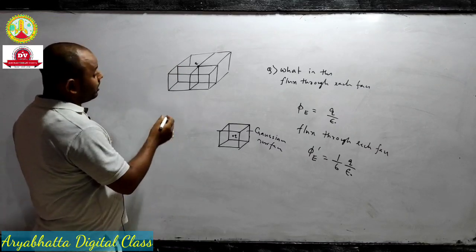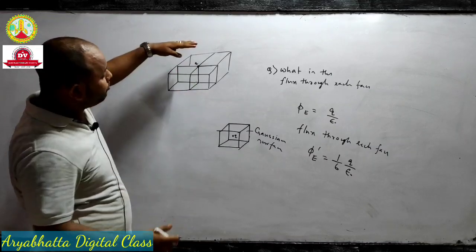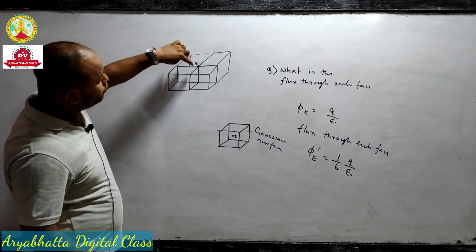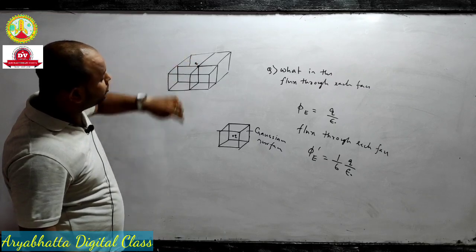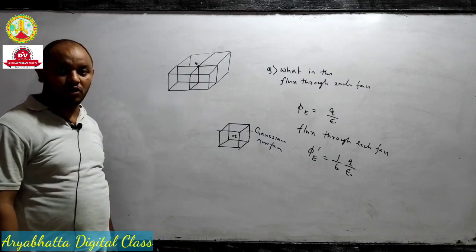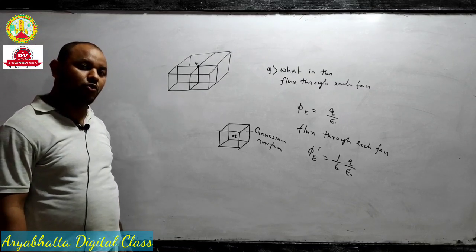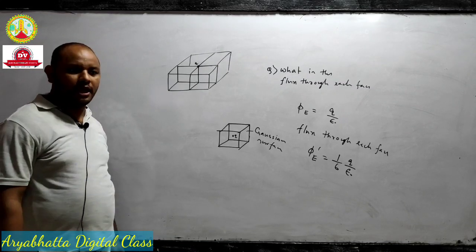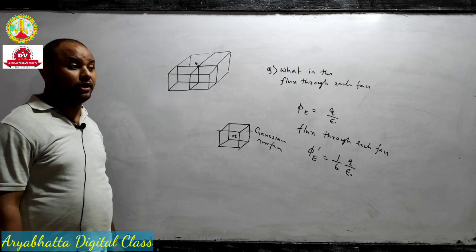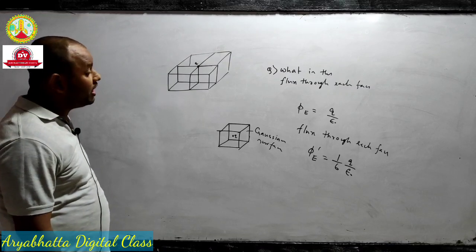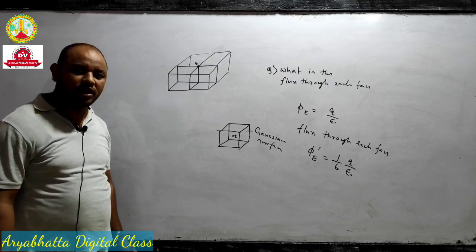We can draw another 4 cubes at the top of this. That means this vertex is common to 8 cubes. In 1 cube there are how many faces? In 1 cube there are 6 faces. As there are 8 cubes, 8 into 6, there will be 48 faces.